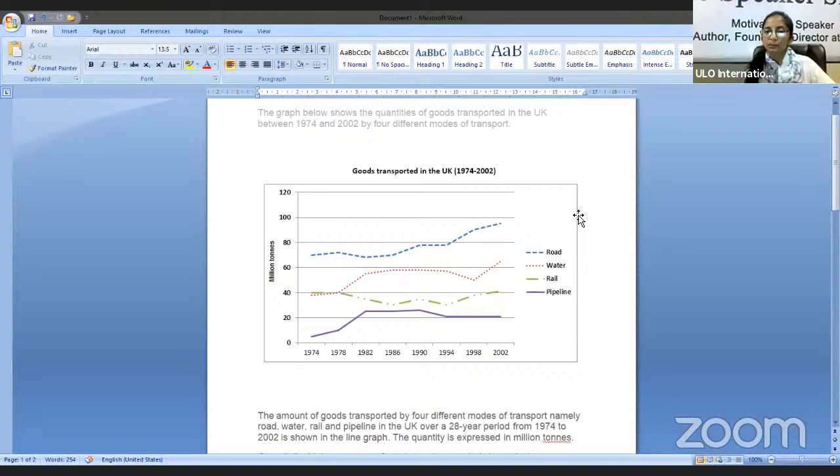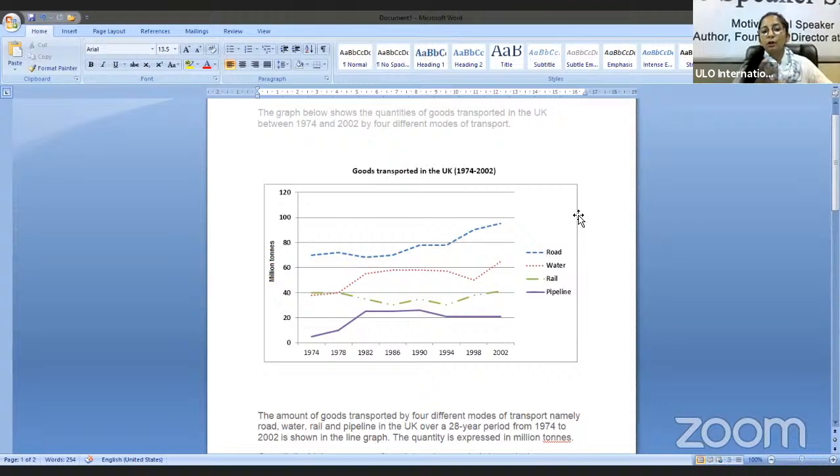And the last one, the pipeline. The pipeline started from approximately 5 million tons and then reached 22, or we can say 25 million tons, then remained stable up to 1994. Then again it remained at 20 million tons. We can say that from 1974 to 2002, it showed an increase.